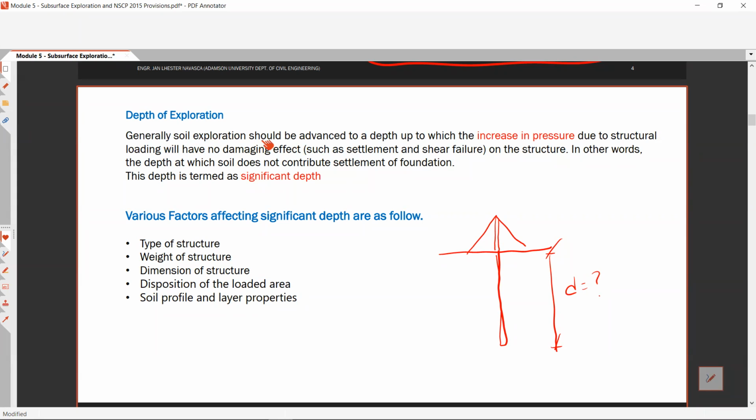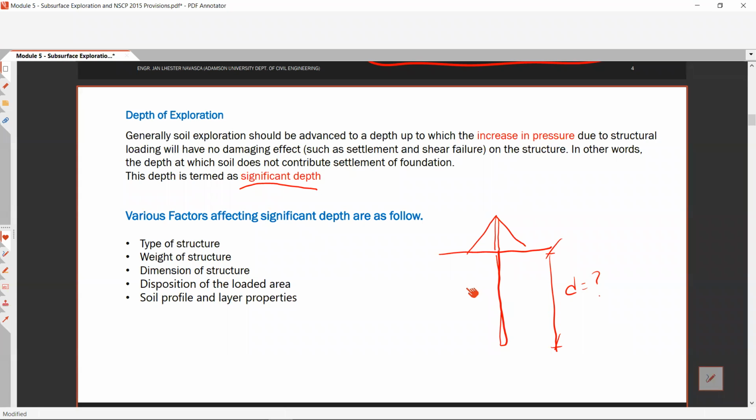Generally, the soil exploration should be advanced to a depth up to which the increase in pressure due to the structural loading will have no damaging effect. So that is the rule of thumb, the general rule in determining the depth of exploration. If the increase in pressure due to the structural loading will have no damaging effect on the structure. In other words, the depth at which the soil does not contribute to the settlement of the foundation. This depth is termed the significant depth.